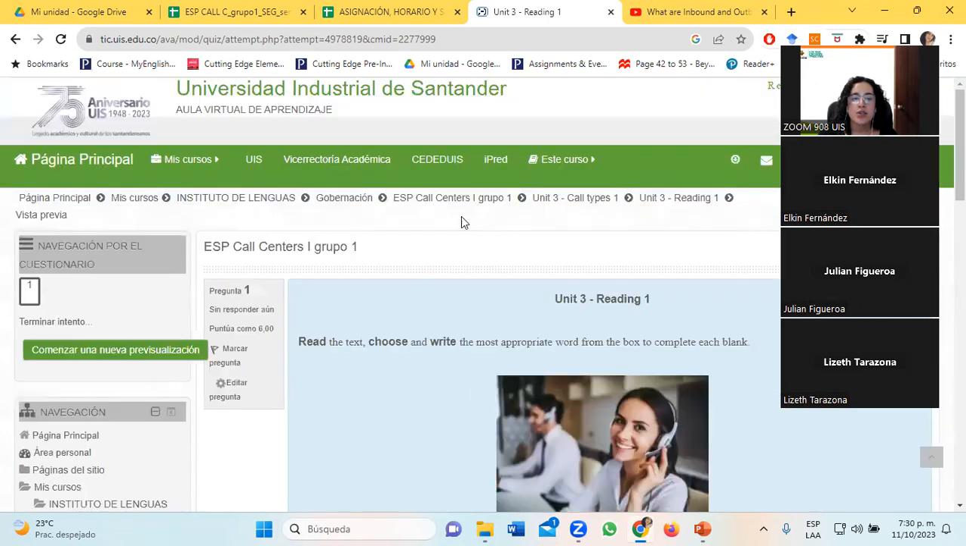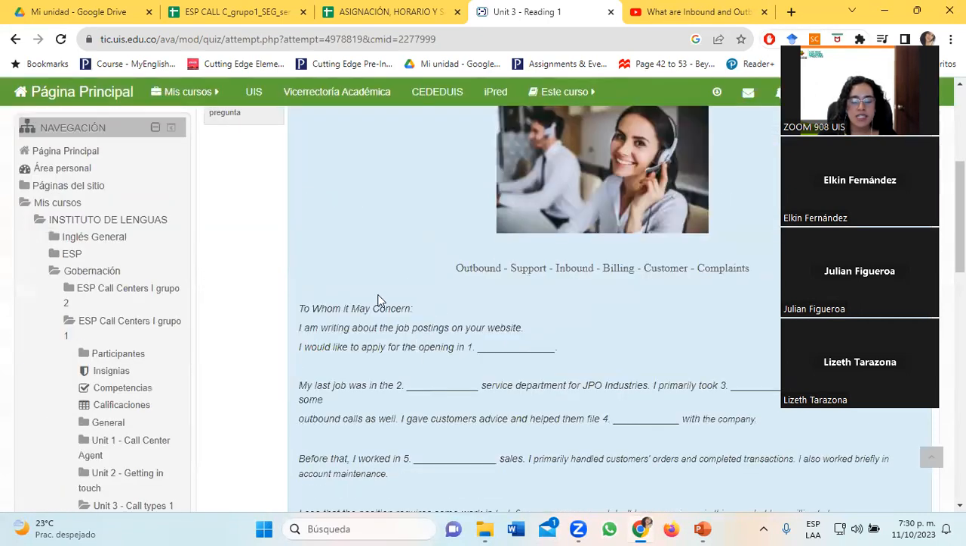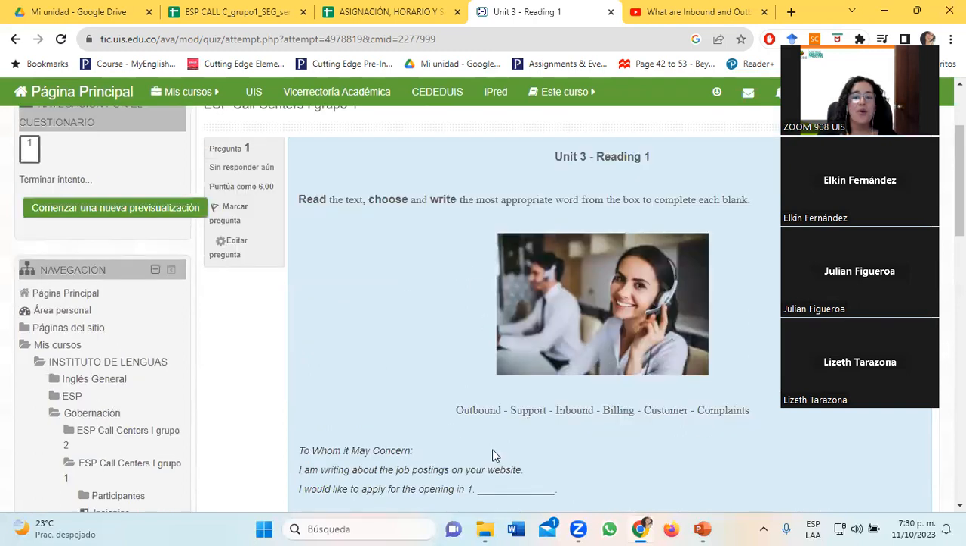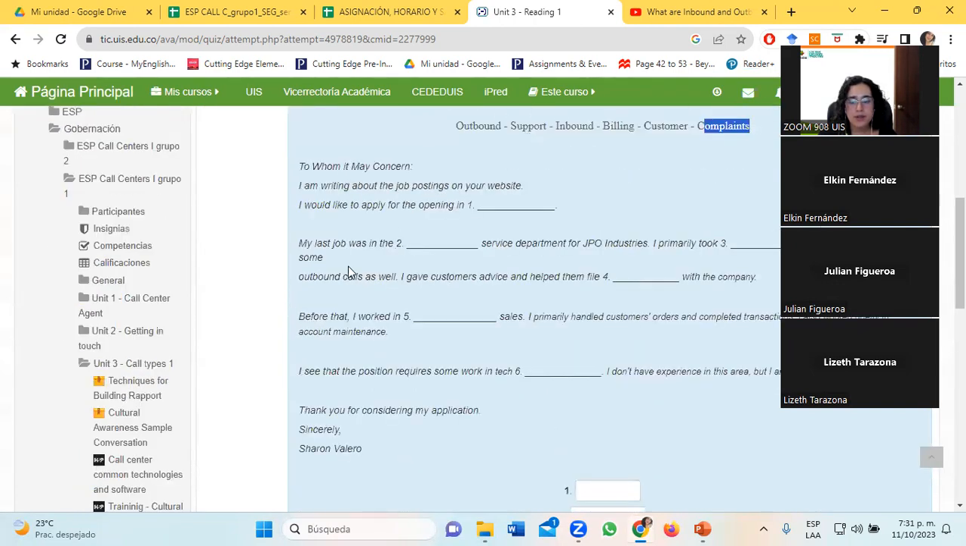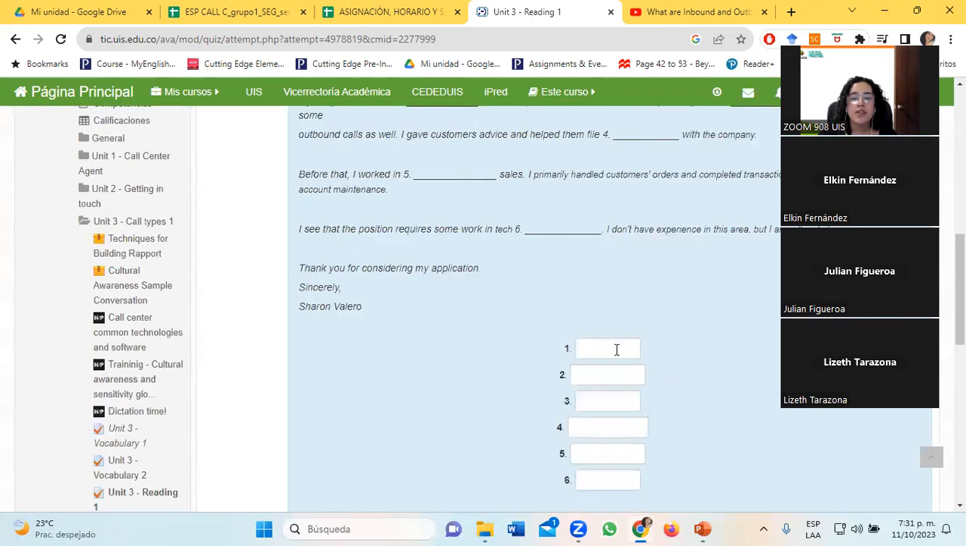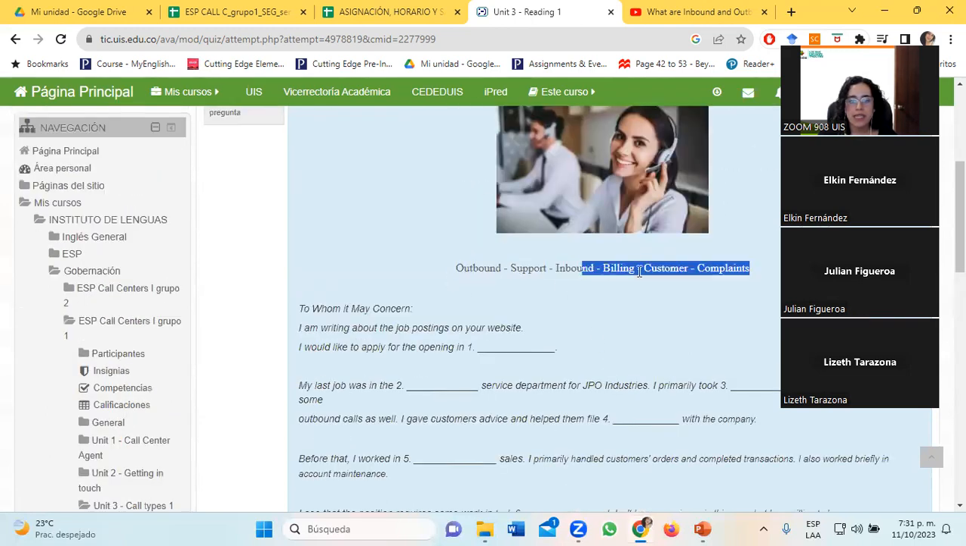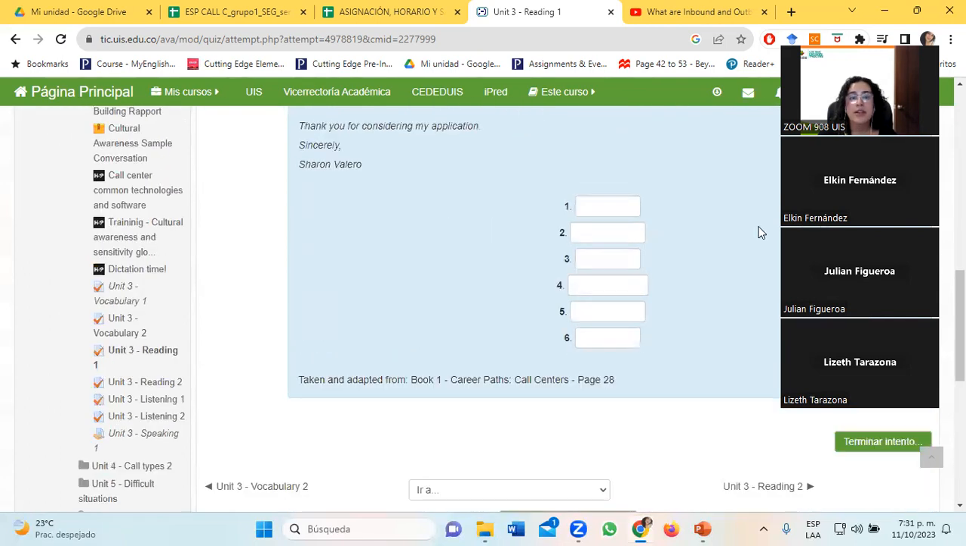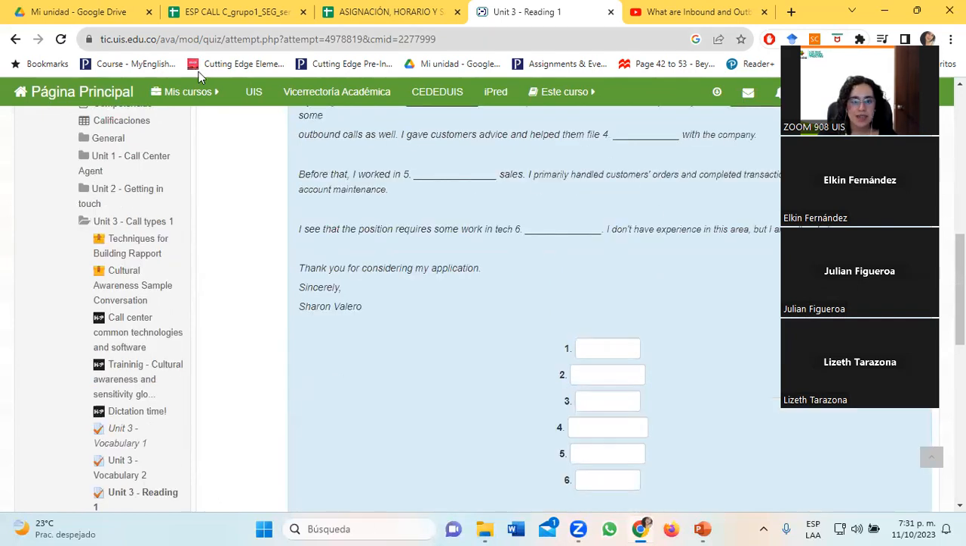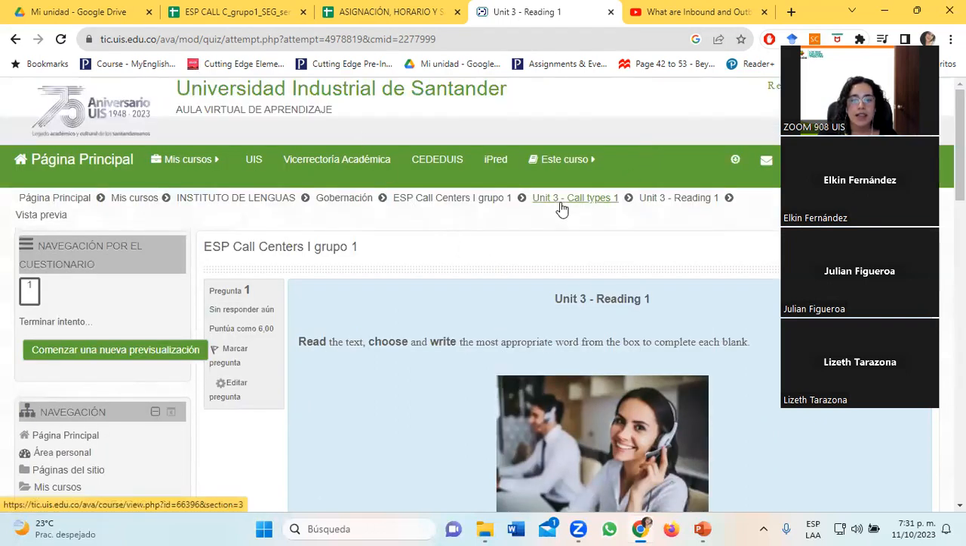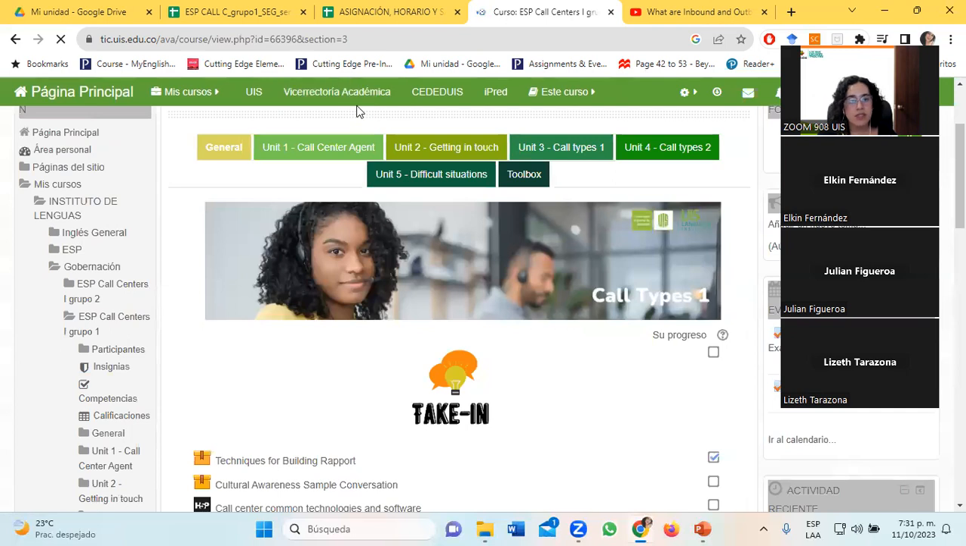Let's click on that. So you have to complete the text with the correct word: outbound, support, inbound, billing, customer, and complaints, okay? So you have a little text, very short here, and then you have to write the correct word from the list, which word belongs in each line, okay? So let's have 10 minutes to work on this, and then we will socialize our answers, okay?